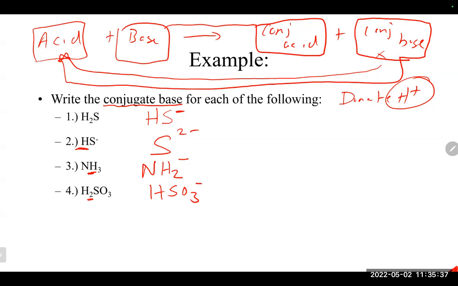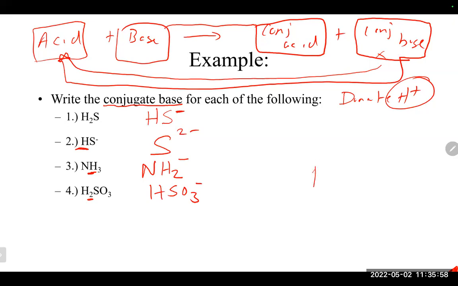So again, if you were asked to do the conjugate acid, you could go backwards and accept an H. You would put an H plus on to get the conjugate acid or conjugate base. Any questions on that there?